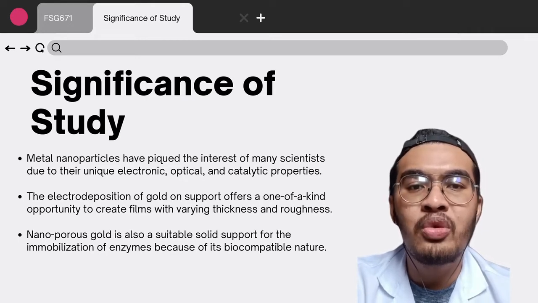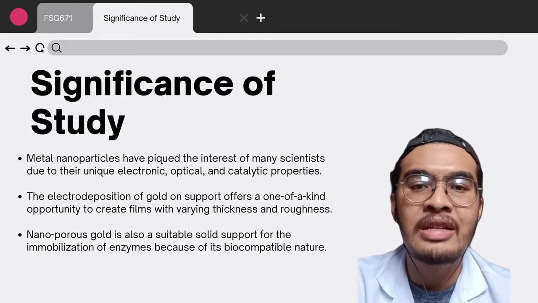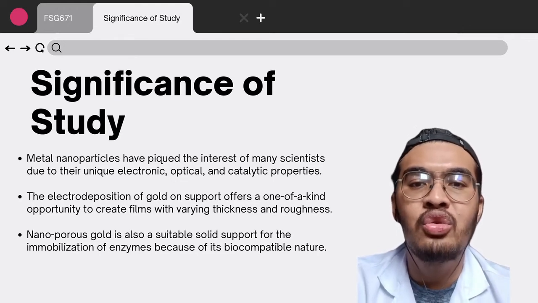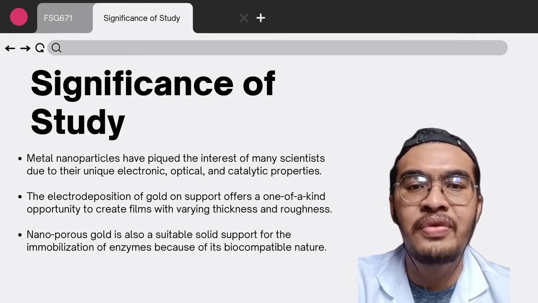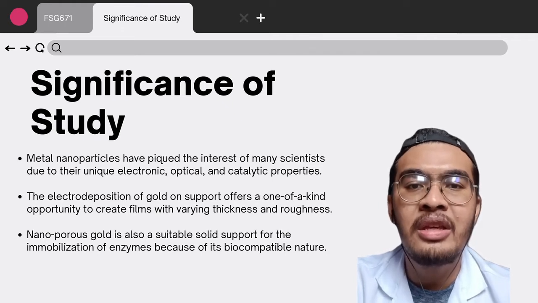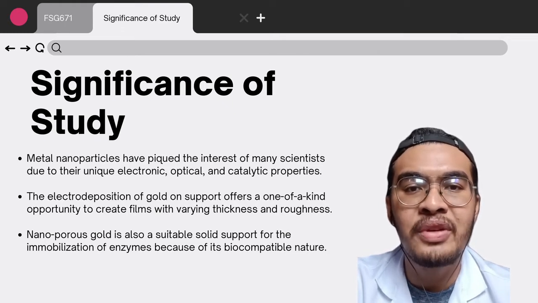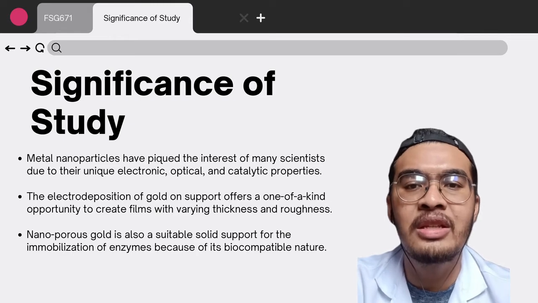Although gold is a poor catalyst in bulk, nanometer-sized gold nanoparticles can exhibit excellent catalytic activity due to their high surface area-to-volume ratio and interface-dominated properties, which differ significantly from their bulk counterparts. Nanoporous gold also is a promising material for drug delivery applications and studying the influence of surface modification on drug release kinetics.